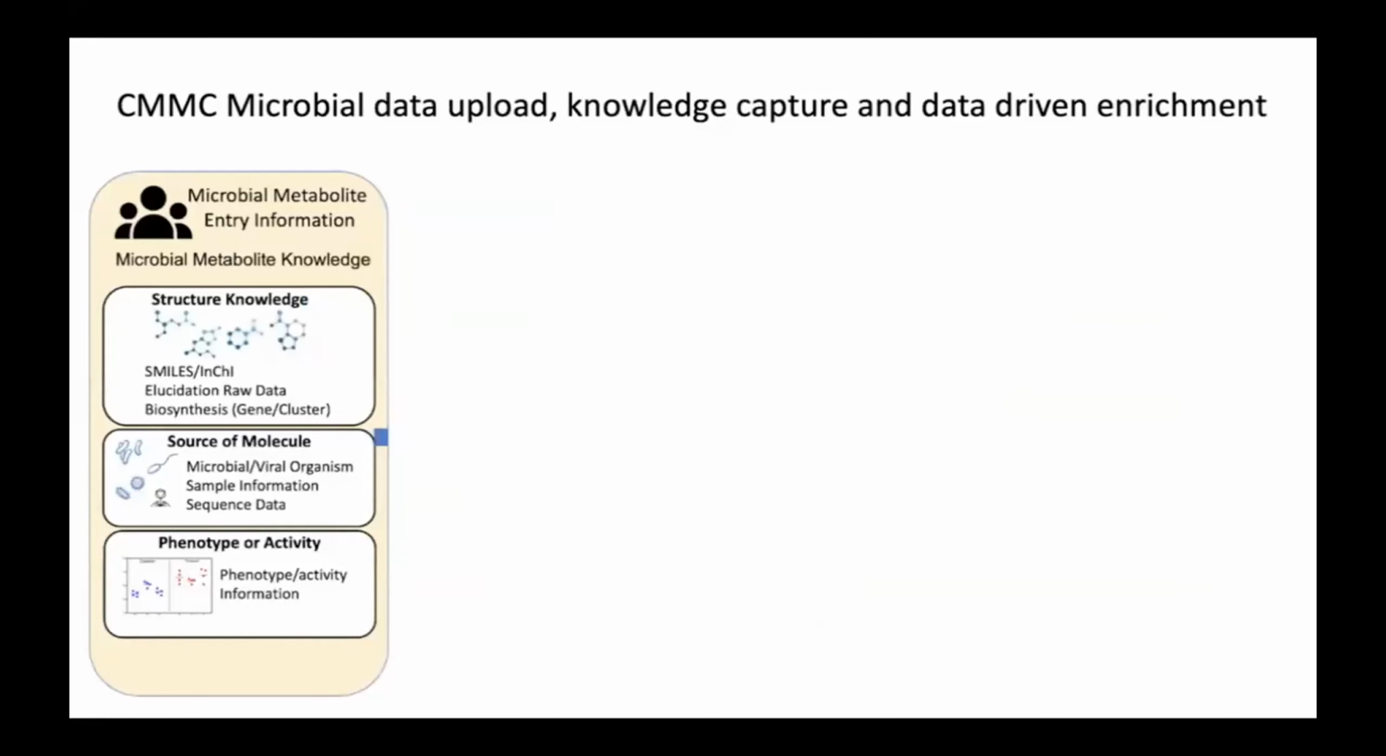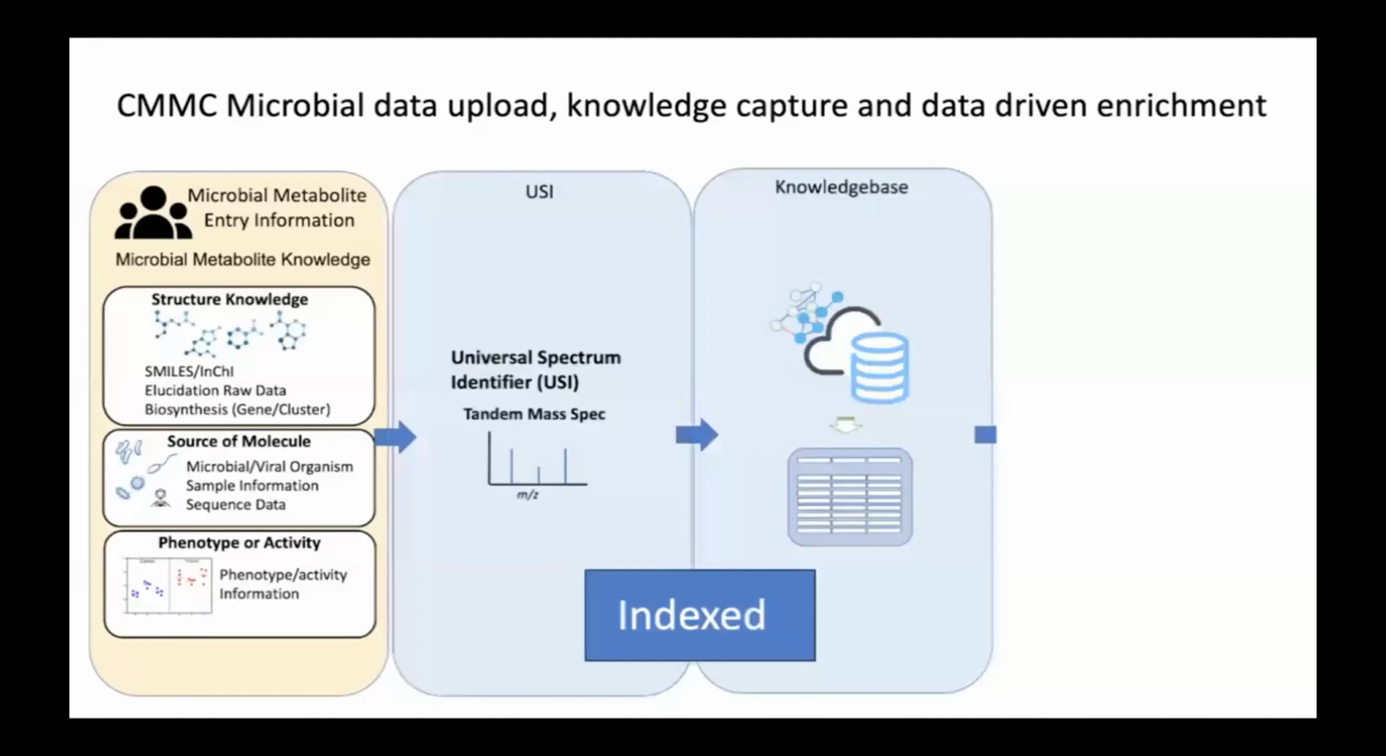The first focus that we needed to create was a microbial metabolite knowledge upload portal. Basically it's there to capture structural knowledge, sources of molecules, as well as phenotypic activity information. This is then connected to a tandem mass spectrum. If you fragment a molecule, you can break it apart, and that's called a tandem mass spectrum. You can think of this as a unique barcode, to which we now connect all this knowledge. Now, these barcodes are linked throughout the world with universal spectrum identifiers.